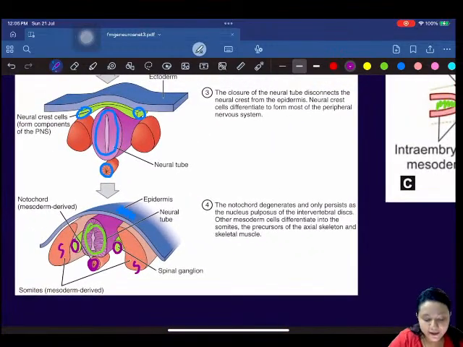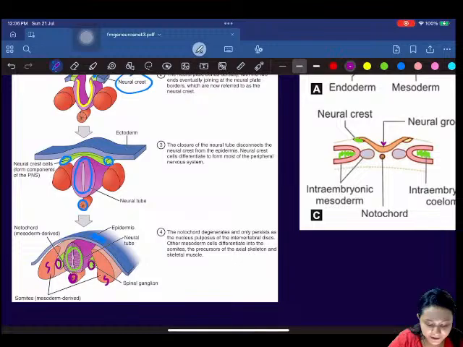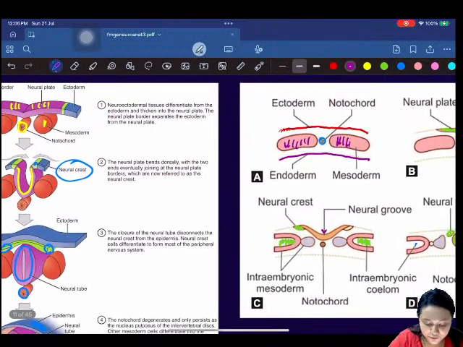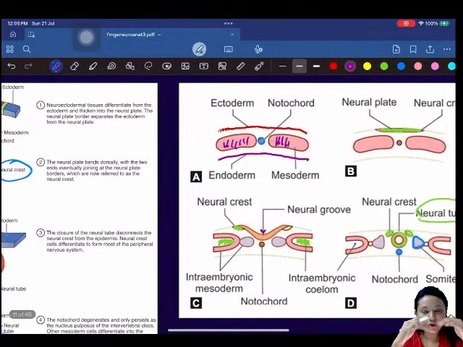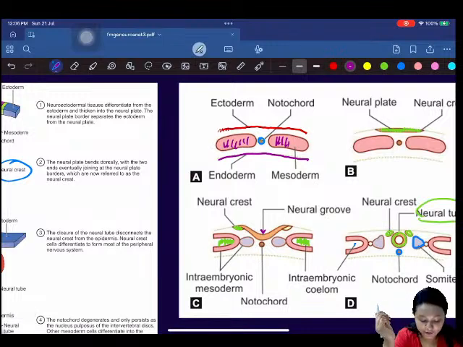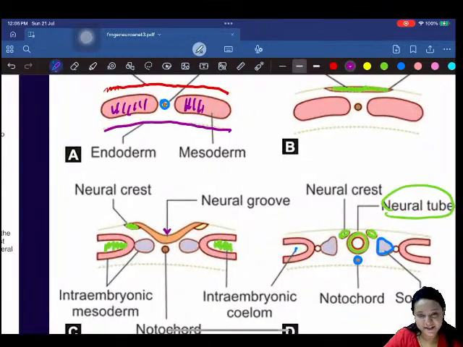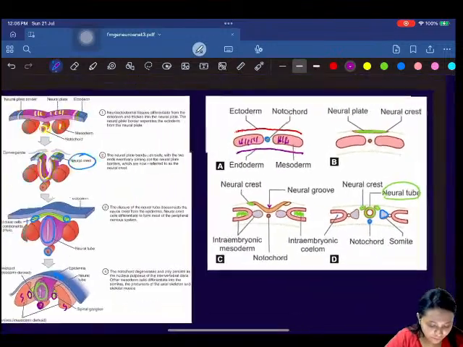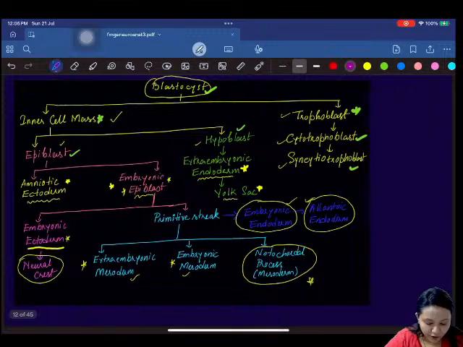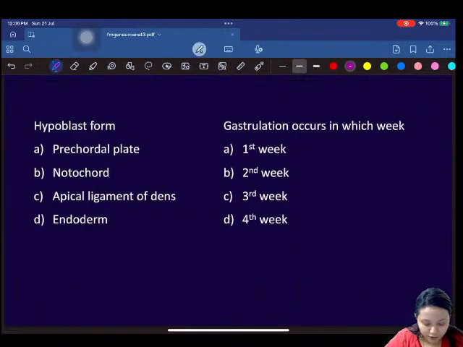So neural tube, what happens first? First you have the neural plate. Okay, first you have the neural plate, then it is going to invaginate. So invagination forms the neural groove, and the outer elevated area is the neural crest. Then this groove is transformed into the neural tube, and then the cells disintegrate to form the neural crest cells, part of the PNS. Okay. So now we have studied about the neural tube.